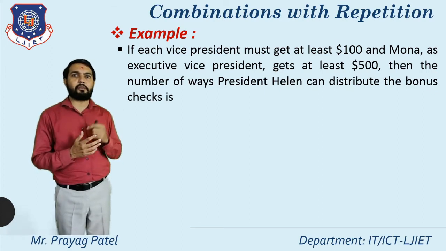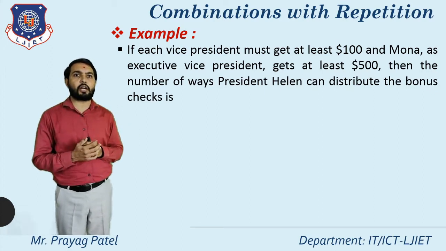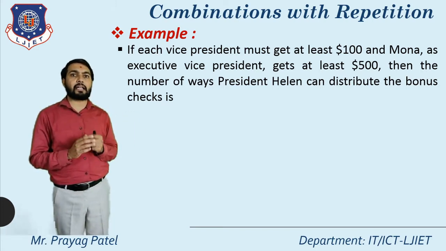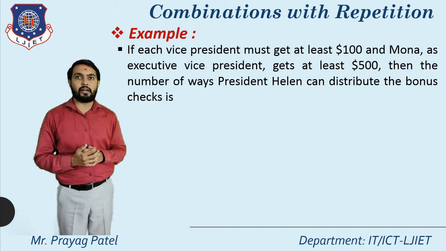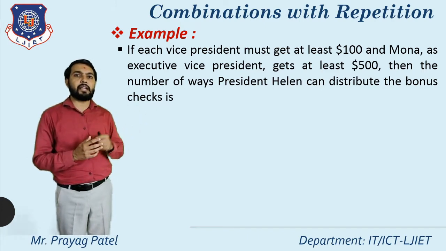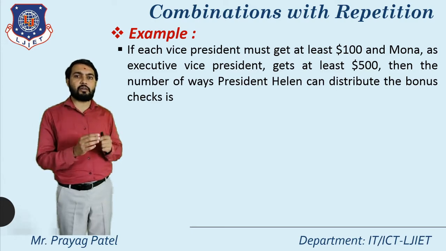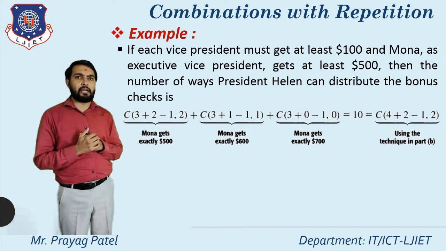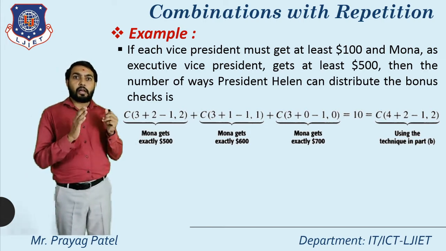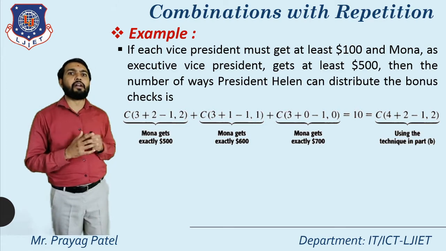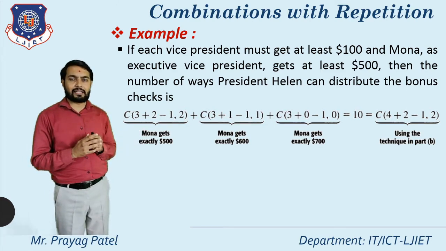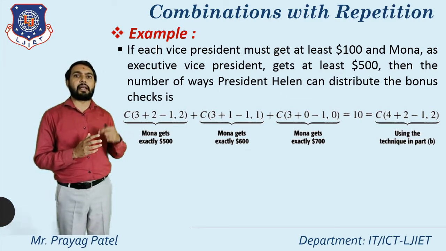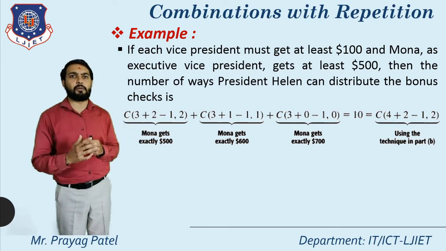Now consider another condition. If each vice president must get at least $100 and Mona is an executive vice president, then Mona gets at least $500. Then we find the number of ways the president can distribute the checks between these 4 vice presidents. So see here, the possibilities are that Mona gets exactly 500, or Mona gets exactly 600, or Mona gets exactly 700. These 3 are the possibilities.